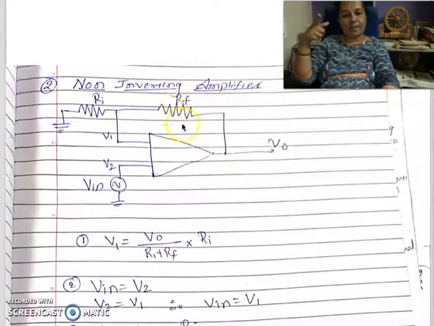And the second one is, you are just having a line, a short. If a short is wanted over here, RF should be set to 0. So at that time you are going to have a line that is connecting the output to the inverting terminal. So these two are the important modifications done to the non-inverting amplifier. Then the resulting circuit is going to act as a voltage follower.